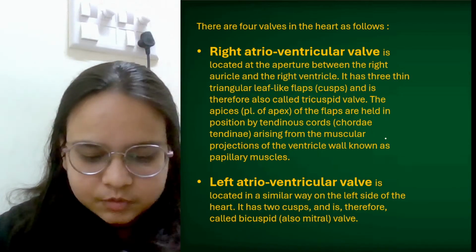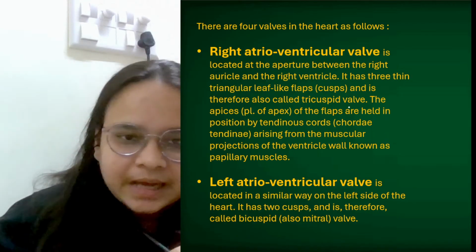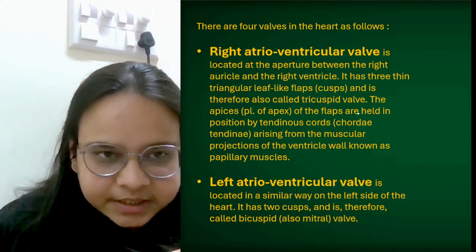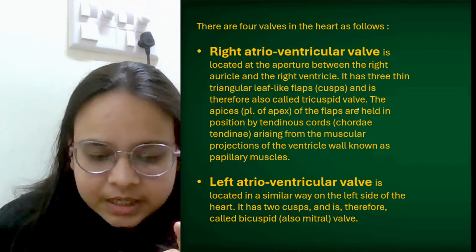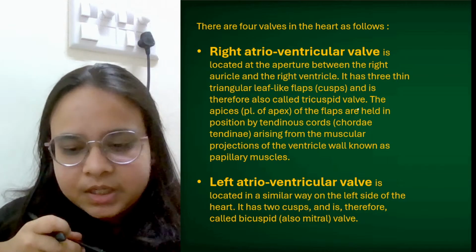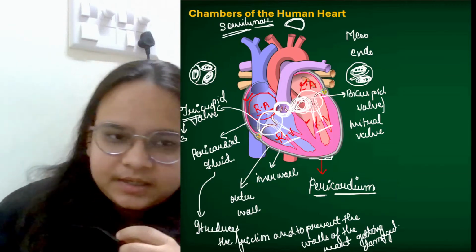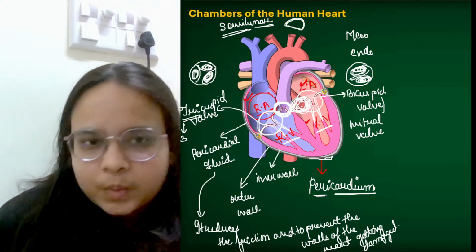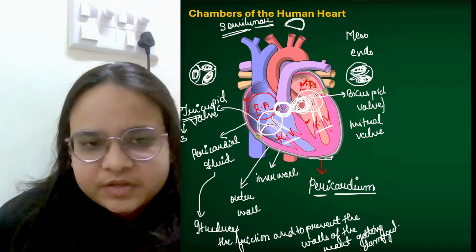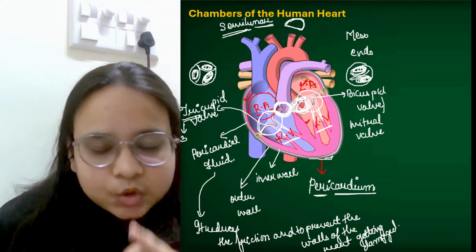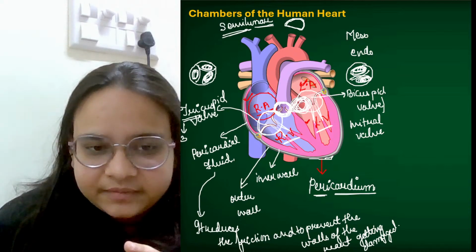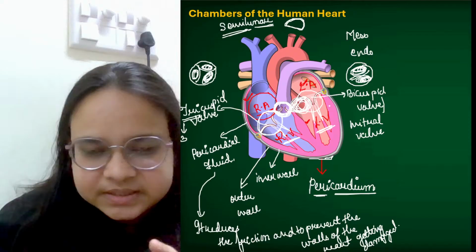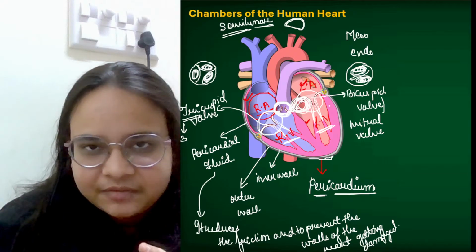Okay. Let's move to the next slide. Now here I have mentioned all the details related to the four valves of the heart. How many valves does a heart have? One is between the right atria and the right ventricle. One is between the left atria and the left ventricle. Then there are two more valves, present at the end of the right ventricle and at the end of the left ventricle. So basically we have a total of four valves.